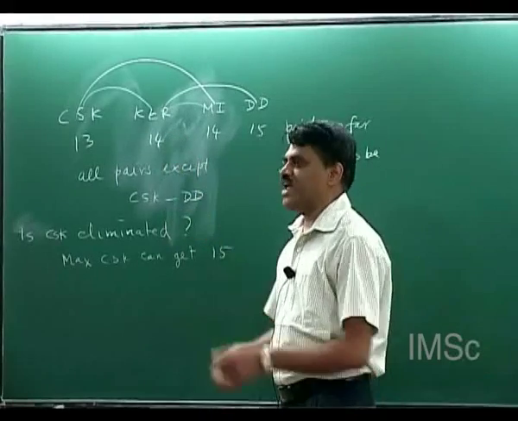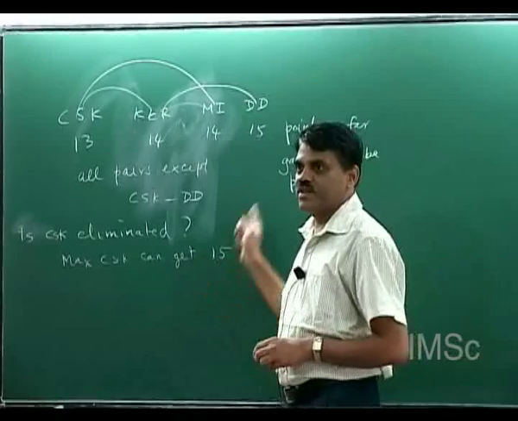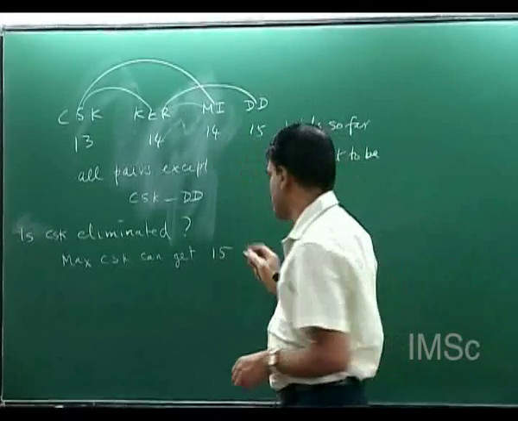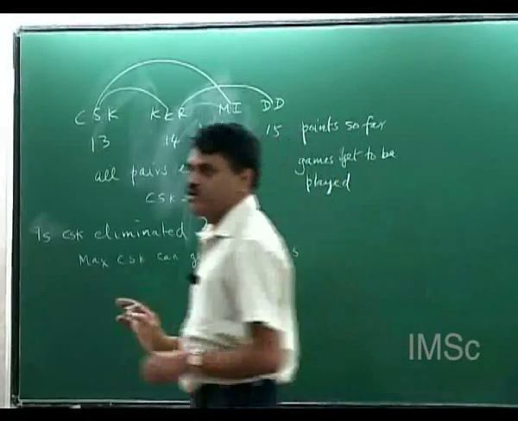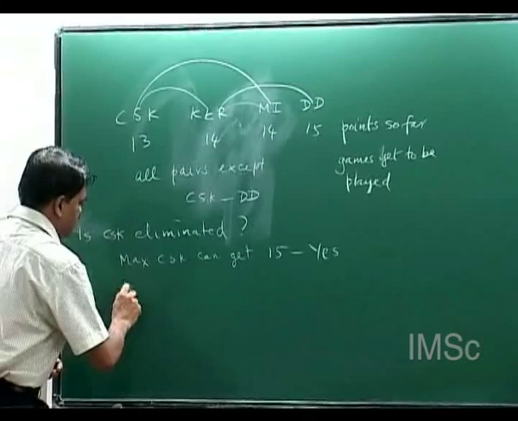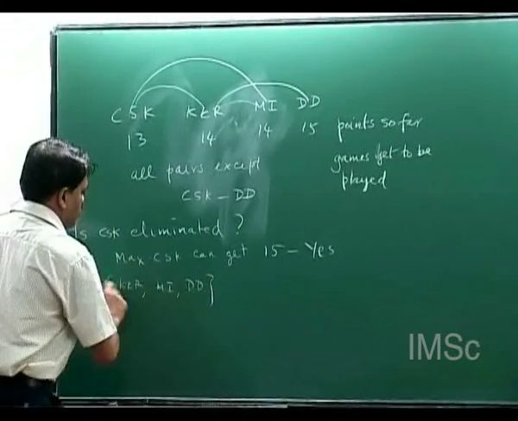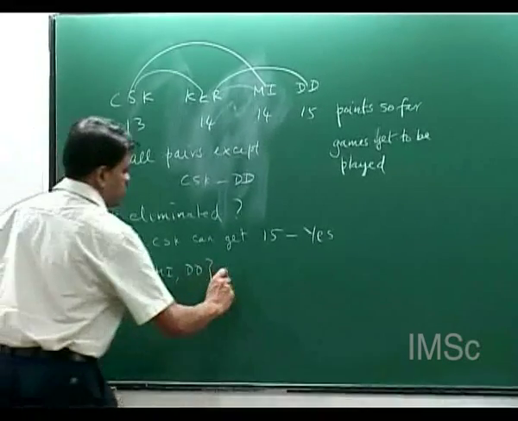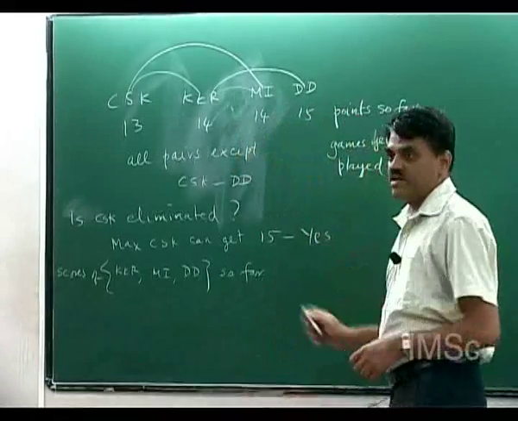Okay. So you can try all possible combinations here, that there is no way CSK... somebody is going to get more than 16. Okay. So here is an averaging argument to prove this. Look at this set. What is their score so far? The total score so far is 43.